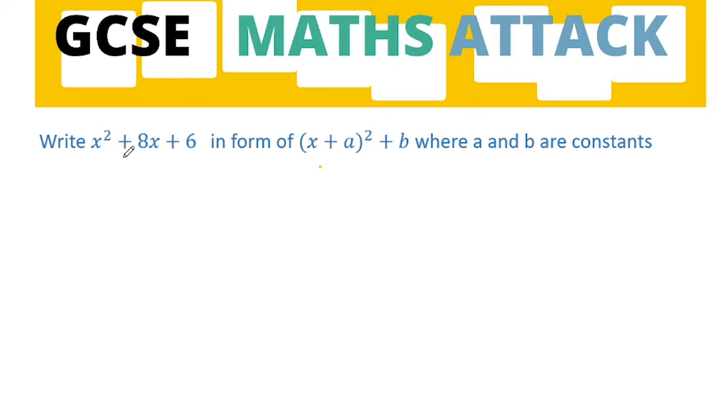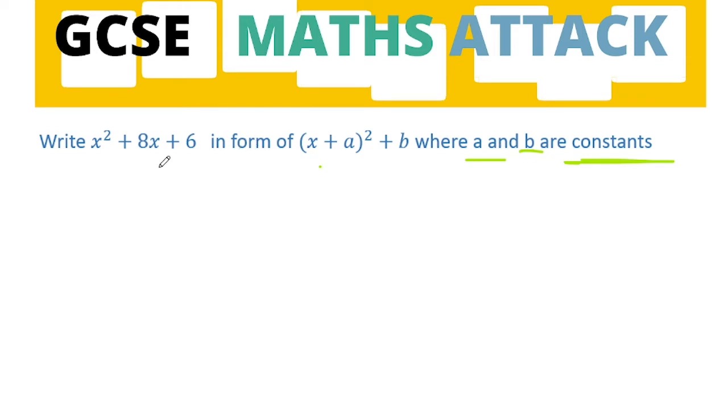So it says, write x squared plus 8x plus 6 in the form of (x plus a) squared plus b, where a and b are constants. Sometimes they use the word constants, sometimes they use the word integer, it just means whole numbers.